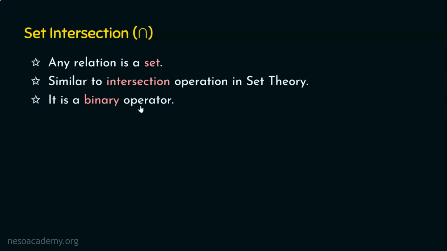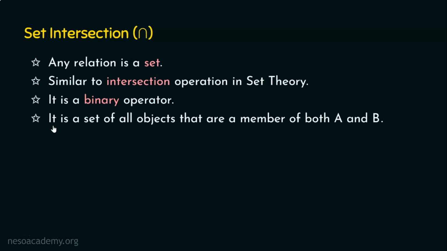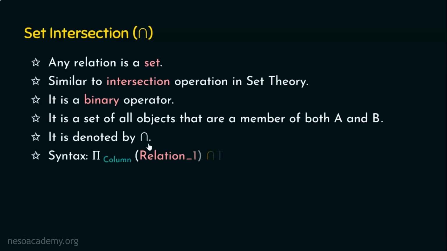And what's the basics of this set intersection operation? Actually, set intersection is a set of all objects that are a member of both A and B. Say if we have two relations A and B, then the output of the set intersection operation is A intersection B, which contains the members that belong to both the sets or both the relations A and B. Anyway, when we see an example, it will be easy for you to understand. And this set intersection is denoted by the inverted U, which is this symbol. Let's see the syntax with an example now.